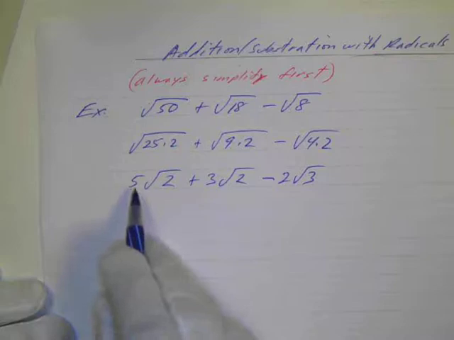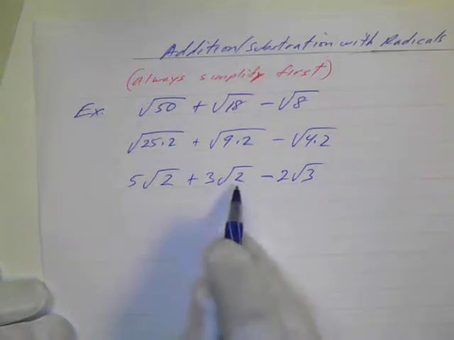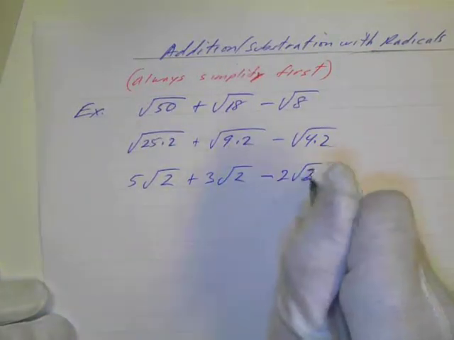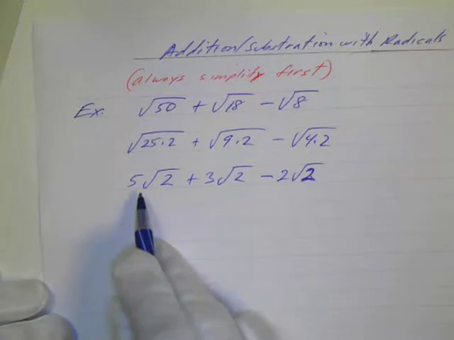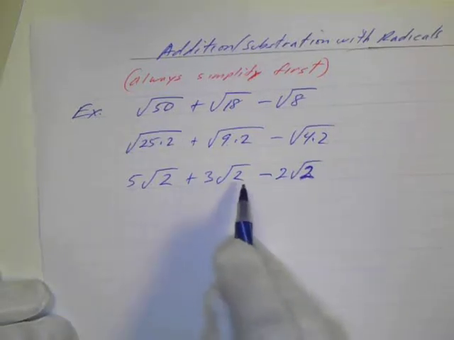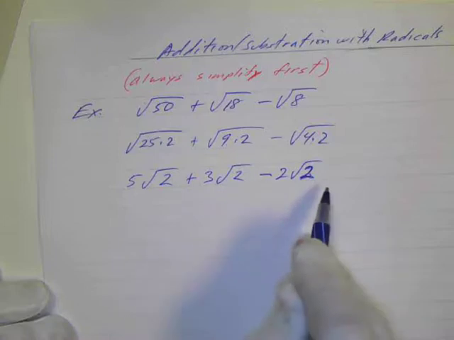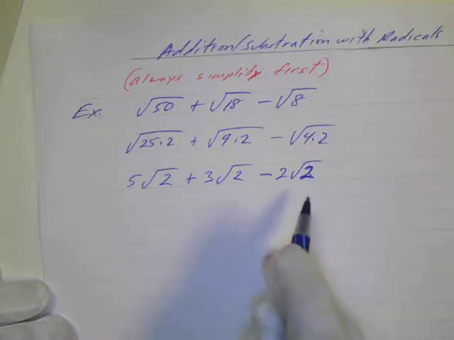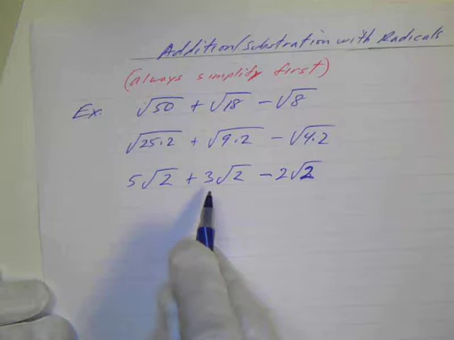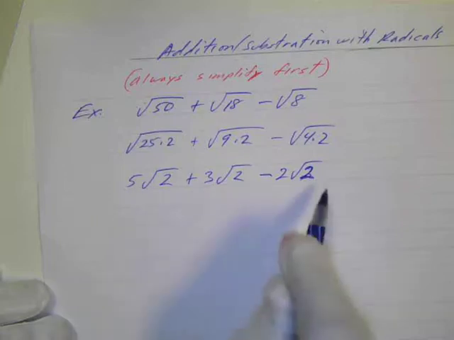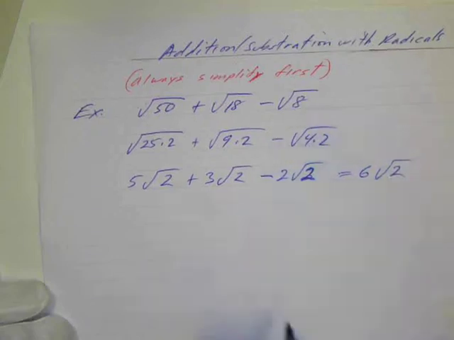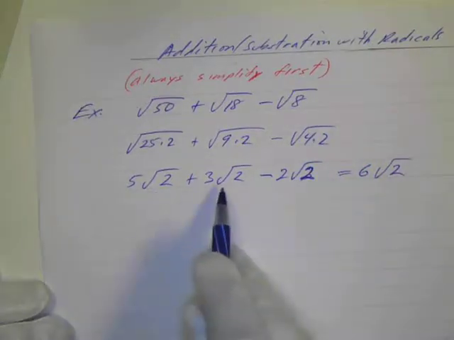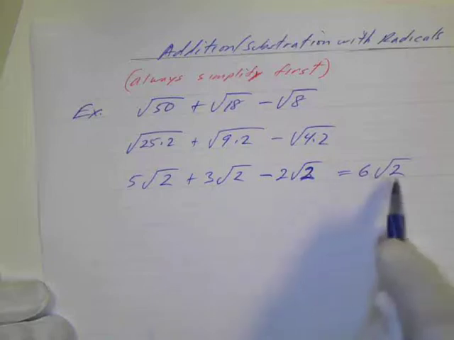So now it's like you have 5 square roots of 2 plus 3 square roots of 2. Oop, that's 2. 2 square roots of 2, pardon me. So now we have like 5 red dogs plus 3 red dogs minus 2 red dogs. How many red dogs do we have? Square roots of 2, so it's the same thing. So it's 5 plus 3 is 8. So I got 8 things minus 2 things is what? 6. Or 5 red dogs plus 3 red dogs is 8 red dogs, minus 2 red dogs is 6 red dogs.